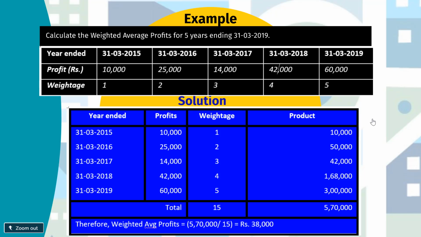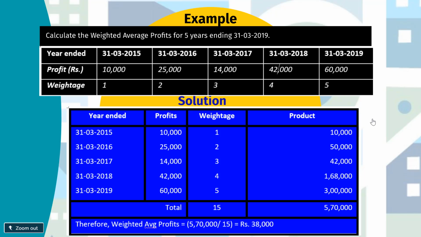So the first item on product is 10,000 into 1. Next item, rupees 25,000 into 2, 50,000. Third, rupees 14,000 into 3, rupees 42,000. 42,000 into 4, 1,68,000. And final year, 60,000 profits into 5 weightage, 3 lakh rupees.